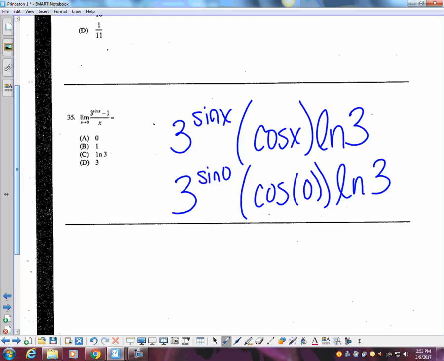What's sine of 0? 0's over here. Sine is your y value. So he's a 0. So this is 3 to the 0, right? Because that's your power. What is cosine of 0? 1. And then ln of 3. Okay, well, what's 3 to the 0? 1. And 1 times ln of 3.